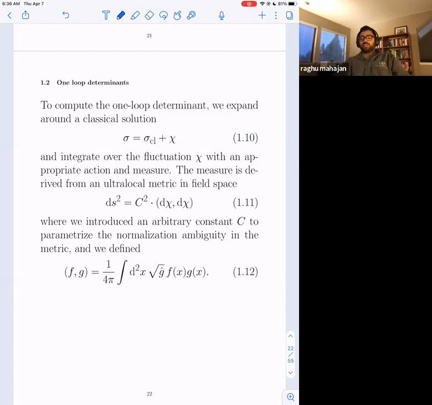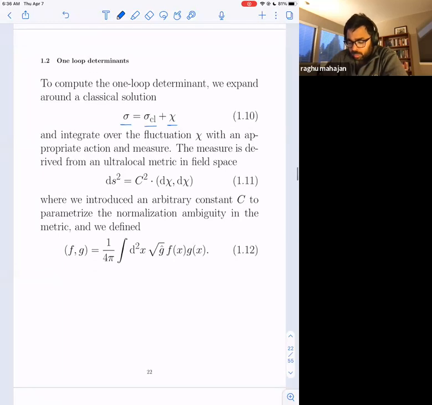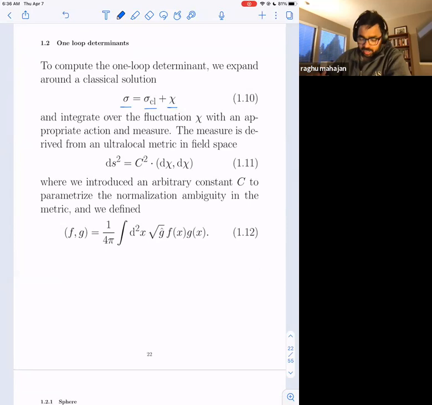Okay, so let me go on. It's the standard technique. How we compute one loop determinants is we write sigma as the classical field plus a fluctuation, and we want to do the integral over chi with a Gaussian weight. If we expand the Liouville action to higher powers of chi, this will generate the series that Ashok was asking about in his first question. If we keep chi cubed, chi to the 4th terms, we would generate the 1 over p series. But we only keep chi square terms.